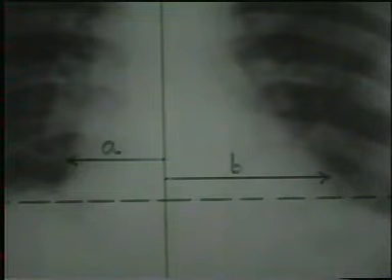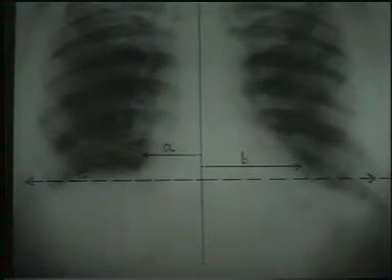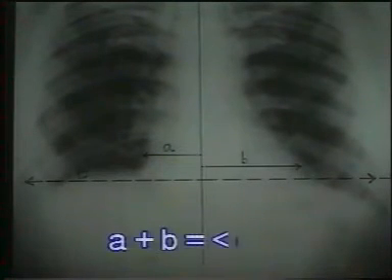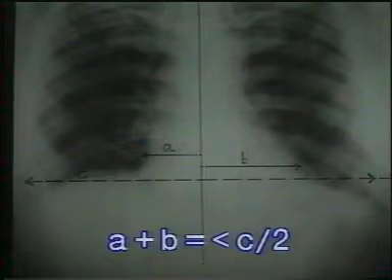To measure the cardiothoracic ratio, draw a vertical line through the center of the spine. Draw lines A and B perpendicular from this line to the maximum widths of the right and left heart borders. A plus B gives the maximum transverse diameter of the heart. It should be less than half of the maximum transverse diameter of the chest, that is C. That is the transverse line joining the inner borders of the ribs at the widest portion of the chest. We will study the details of the heart shadow in a later section.